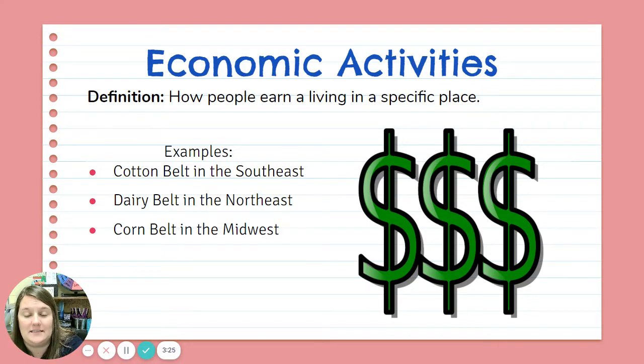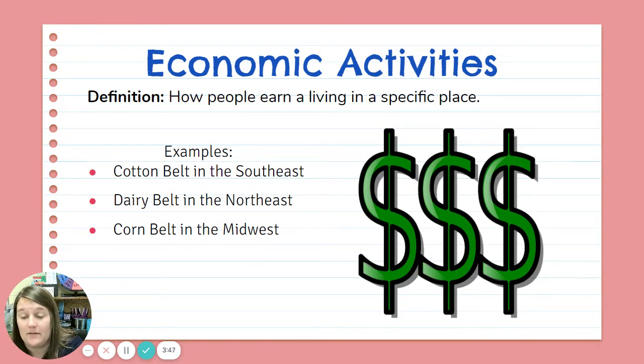Next, we have economic activities. A place can really be defined by how people are earning a living in that specific place. So think about in the Southeast region, there's a lot of cotton plantations. That is the cotton belt. They earn a lot of money from cotton. And we have the dairy belt in the Northeast and the corn belt that we talked about in the Midwest.